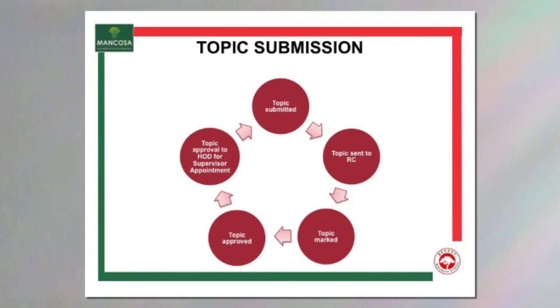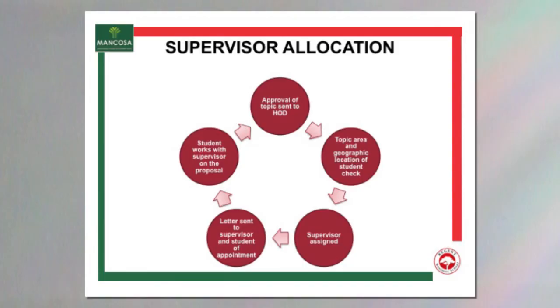Now, there are various processes followed when assigning you a supervisor. Your supervisor will be assisting you with writing your research proposal and your dissertation. Your topic area and your geographic area will be checked, and a supervisor will then be assigned to you depending on this. A supervisor appointment letter will be sent to you and your supervisor. It is important that you take note of the final submission deadline that will be given to you on this document. You should then begin to work with your supervisor and write your research proposal.